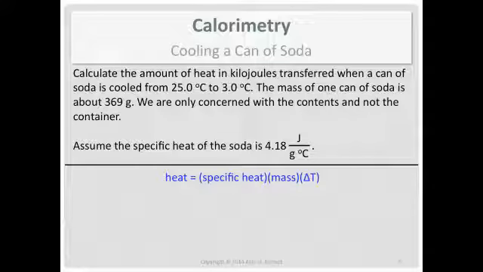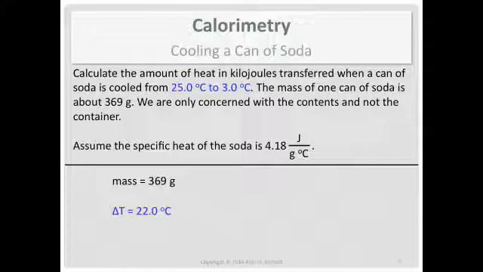Now, before we use it, let's parse the information. The mass of the solution is given as 369 grams. The change in temperature: I'm not worried about first whether it's cooling down or warming up. So I'm just going to figure out the change.